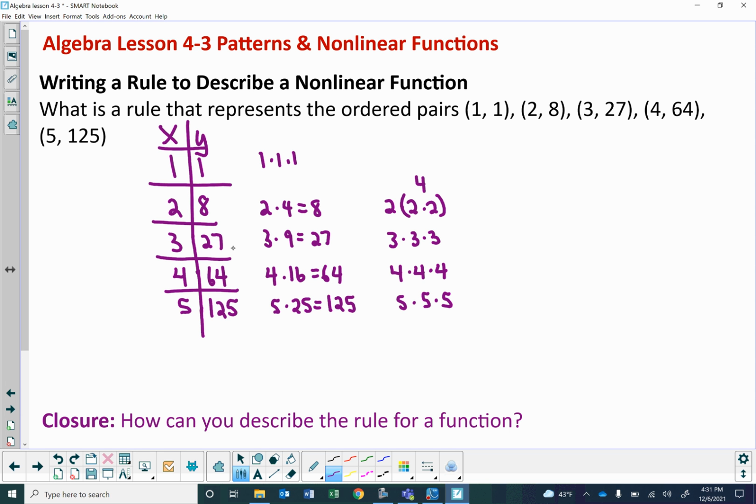Therefore, the pattern to this one, you might look at it and say, oh, it's just x to the third power. Because 1 to the third is 1. 2 to the third is 8. 3 to the third is 27, because there's 3 3's right here. 4 to the third is 64. And 5 to the third is 125. So the pattern, the rule that is represented by this set of ordered pairs is y will equal x to the third power. So there's your pattern.